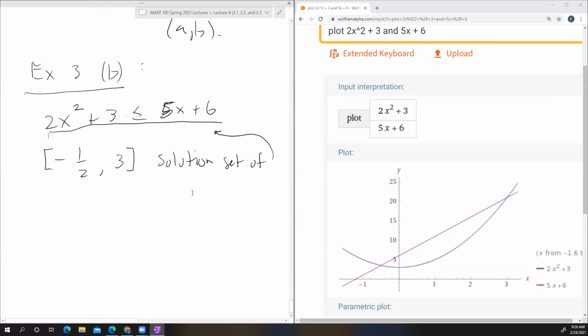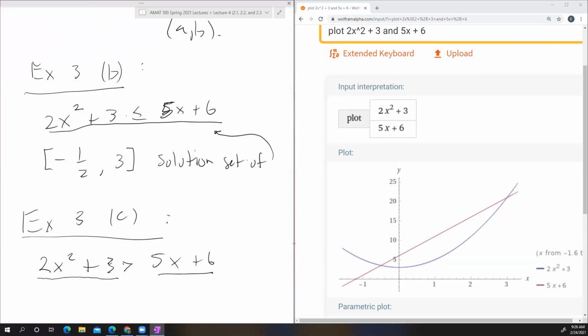And then the last part, this is example, still the same example, but part C. Now we're asked to find the solution set to this inequality. So now to do this, we want to find where the graph of this is above the graph of that. Well, if we look at this, the graph of this is in blue and the graph of this is in purple, or I guess magenta, or something like that.